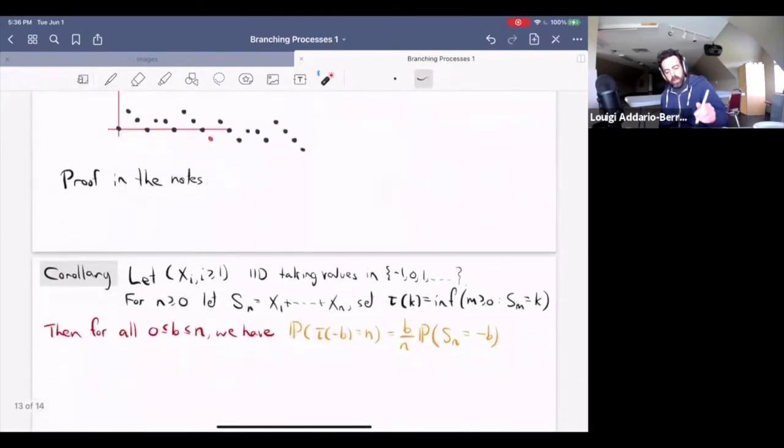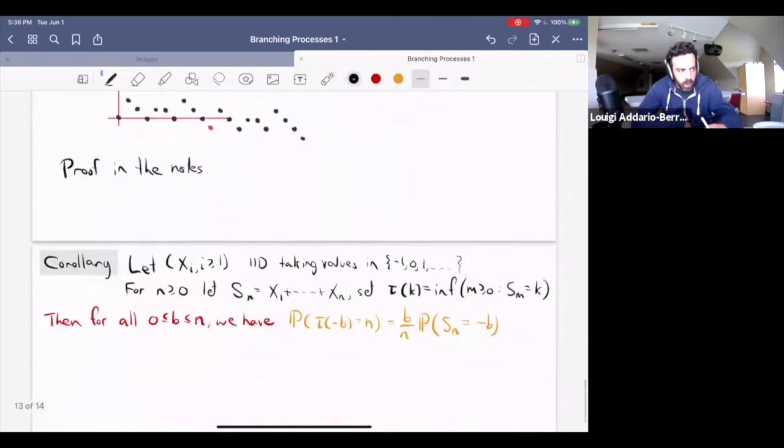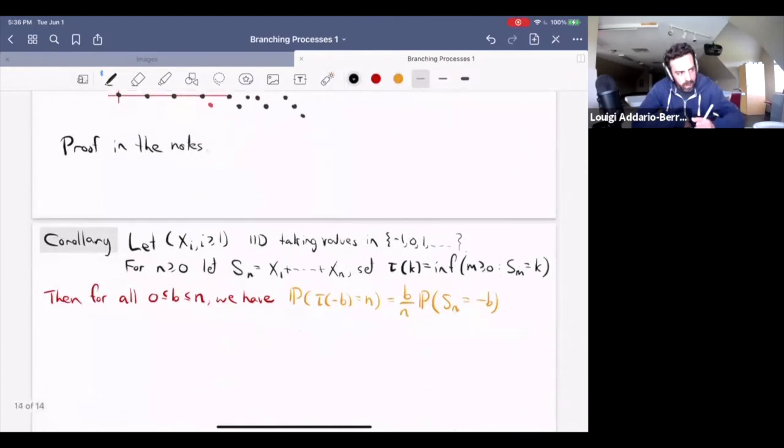Okay, and in order to have the first hitting time of minus b be n, you have to get an excursion. Okay, so that's how the corollary connects to the cycle lemma, and how you'd prove it if you wanted to prove it using the cycle lemma. But as I said, we'll prove it directly instead. And for that, I'm just going to state one simple lemma before we start the proof.